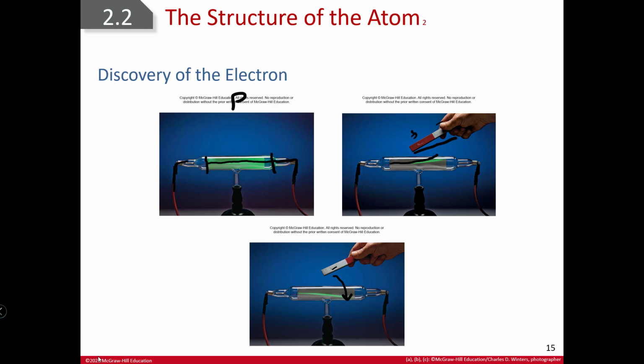And so he realizes that this ray that's coming out of this plate here, and he knows the direction, so he knows the negative plate and the positive plate, and because it's coming from the negative plate, he calls it a cathode ray. It comes from the negative plate, so he calls it a cathode ray. All right. So he does it. So let's go back to the other slide to show you what's going on here.